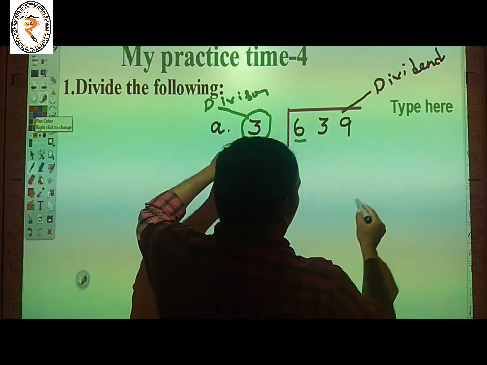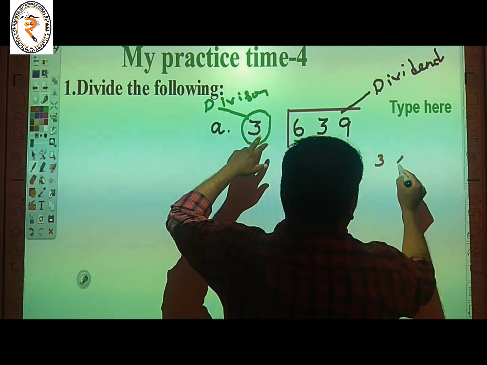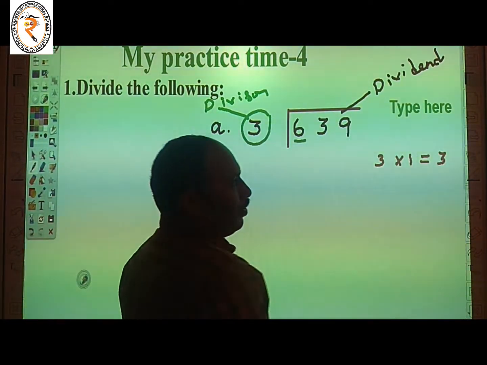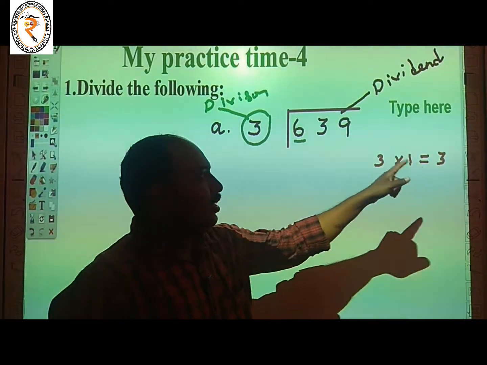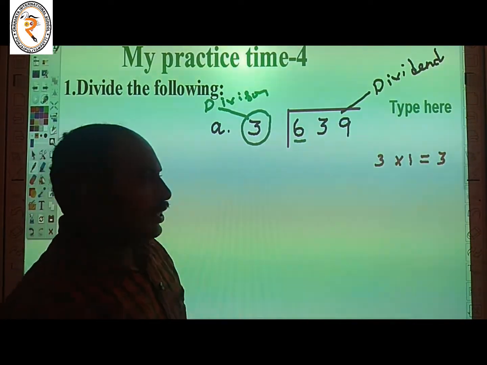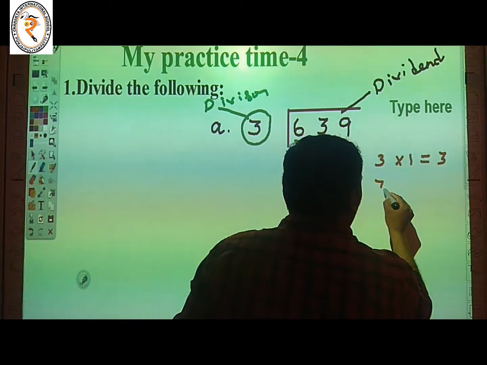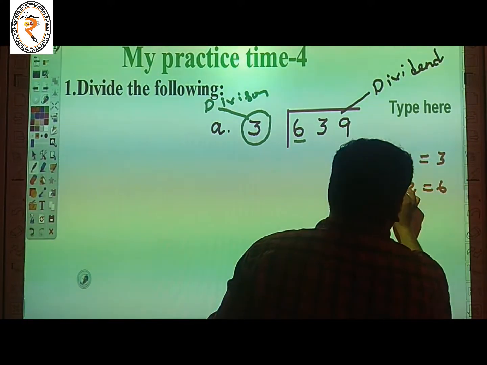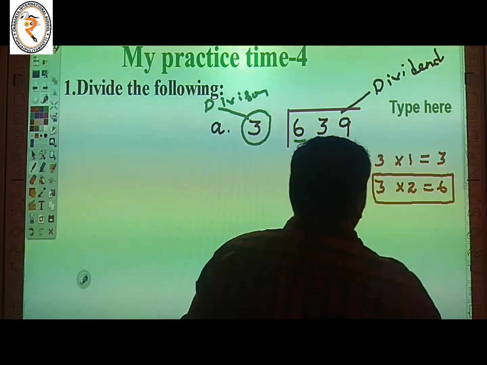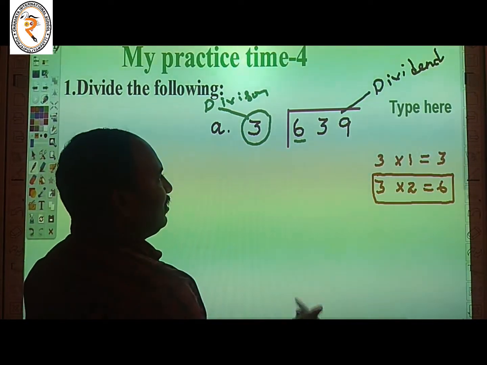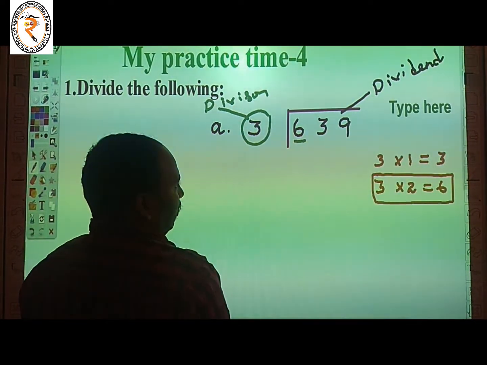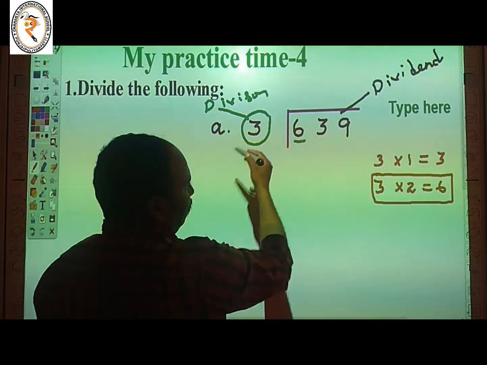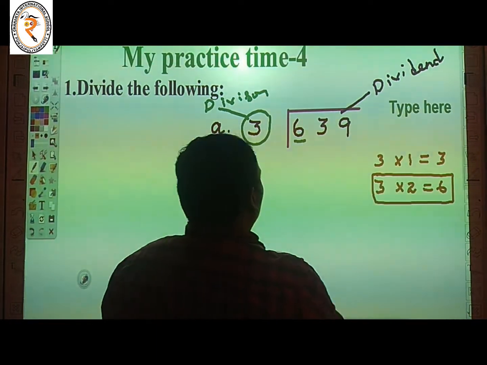So we take the table. 3 into 1 is 3, but we want 6. So 3 2s are 6. That means 6 divided by 3 is equal to 2.